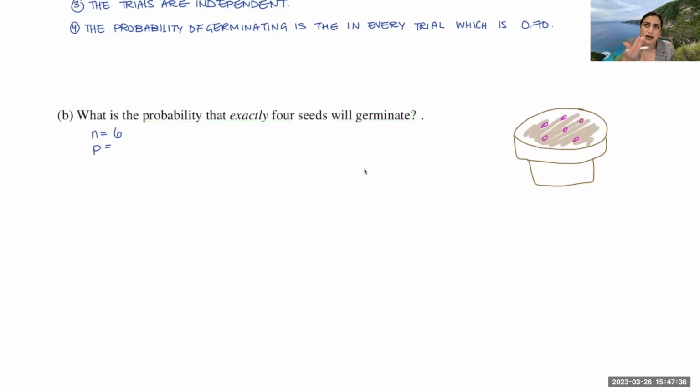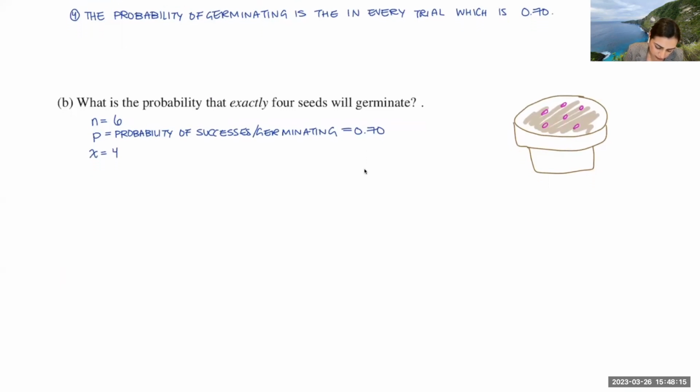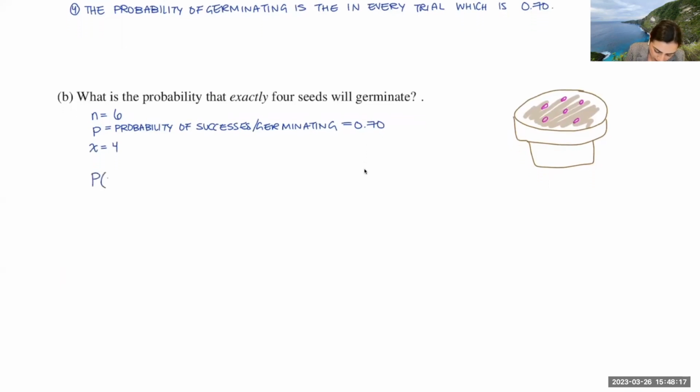So whatever that question is asking you, that's going to help you understand what would be a success in this case. P would be the probability of success, or germinating in this case, that is 0.70. That's given to us. And then how many successes do we want? How many seeds do we want to germinate? In this case, it's exactly 4. And so we're looking for the probability that X is equal to 4.